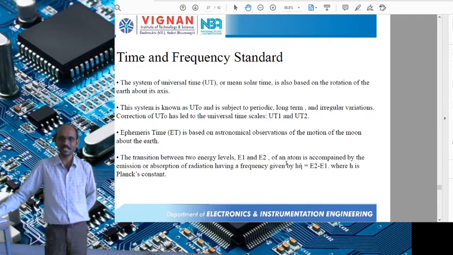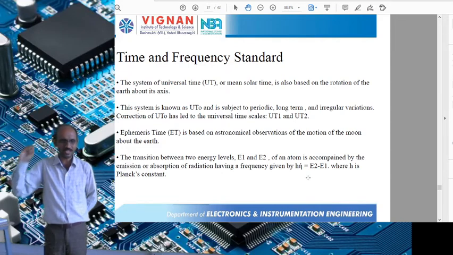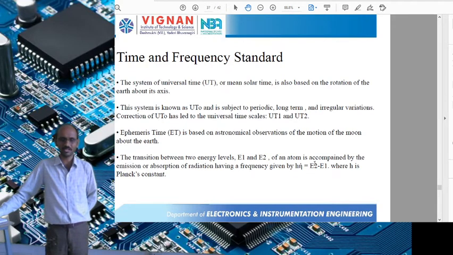This is the final definition given by the International Bureau of Weights and Measures. That is, 1 second can be defined using the transition between two energy levels E1 and E2, which gives some amount of radiation. The frequency of that radiation is measured using h mu is equal to E2 minus E1. After getting the frequency, we can find the time, as t is inversely proportional to frequency.